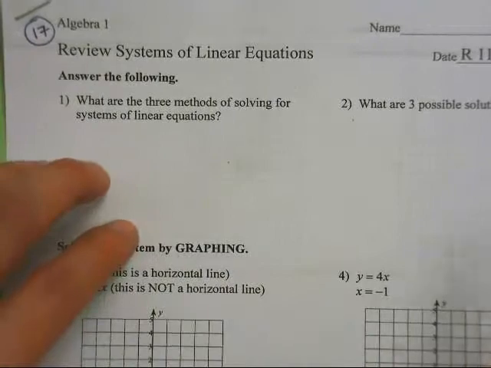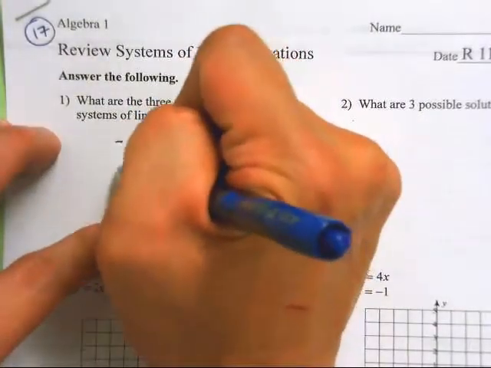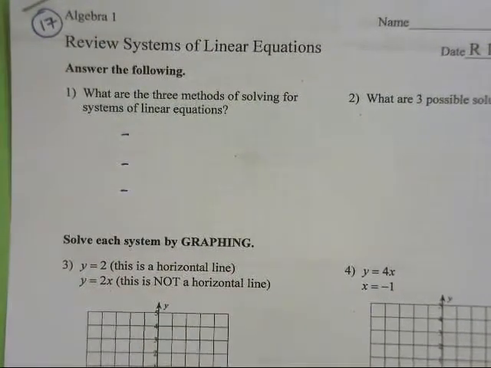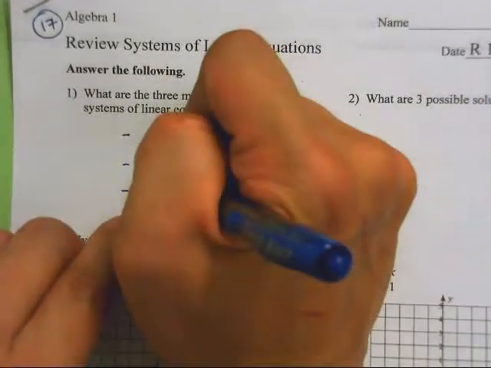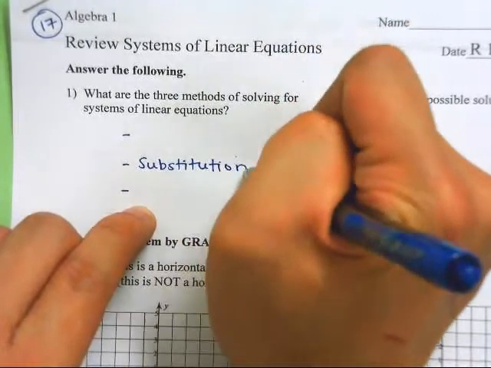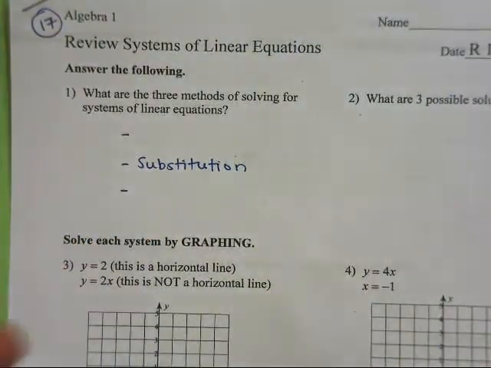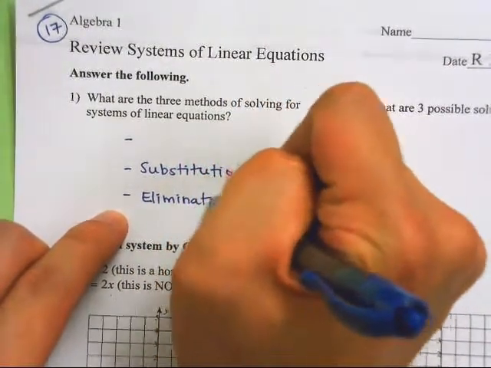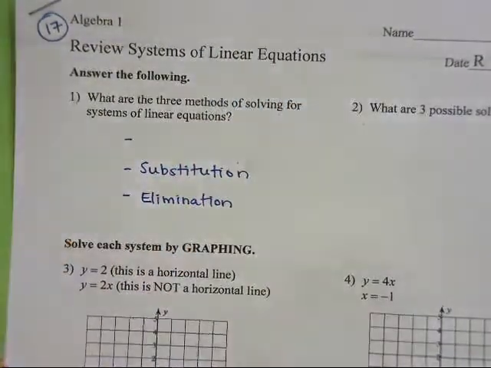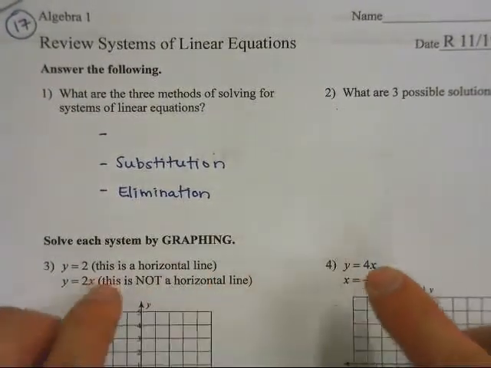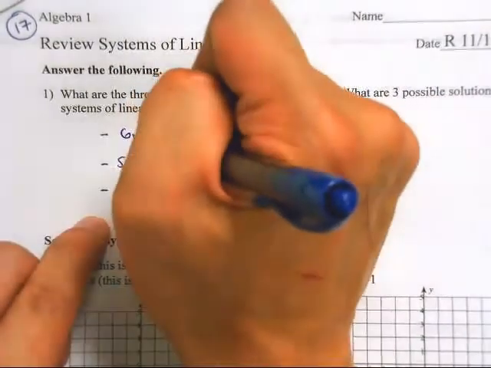What are the three methods of solving for systems of linear equations? Do you guys remember those three words? Substitution, yes, that was the second one. There was a term for add down. Elimination, yes, that was the last one. How about the first one? Graphing. It says right over here, graphing. So that was the first one.